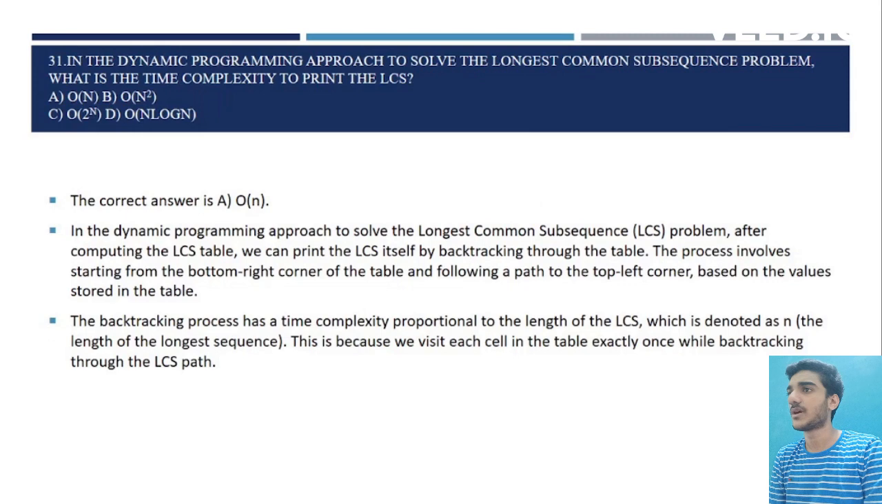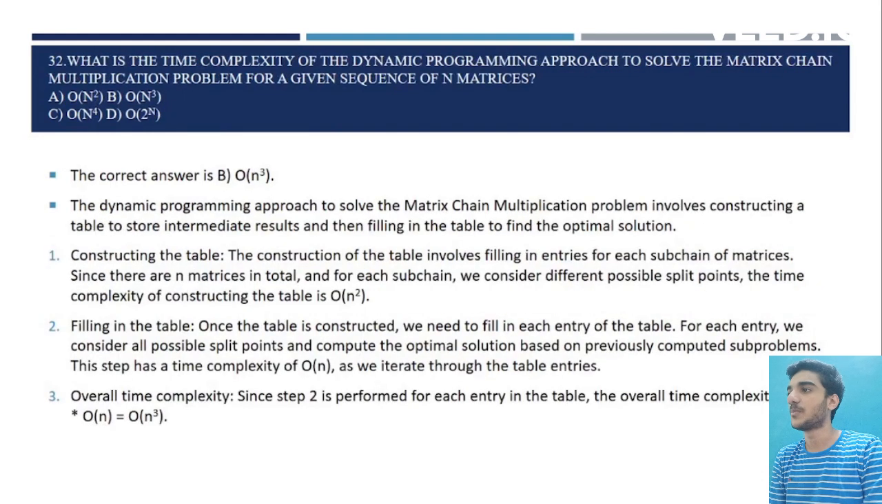In the dynamic programming approach to solve longest common subsequence problem, what is the time complexity to print the result? The time complexity is O(n) because we visit each cell in the table exactly once while backtracking through the LCS path. What is the time complexity of the dynamic programming approach to solve the matrix chain multiplication problem for a given sequence of n matrices? The option is big O of n cube.